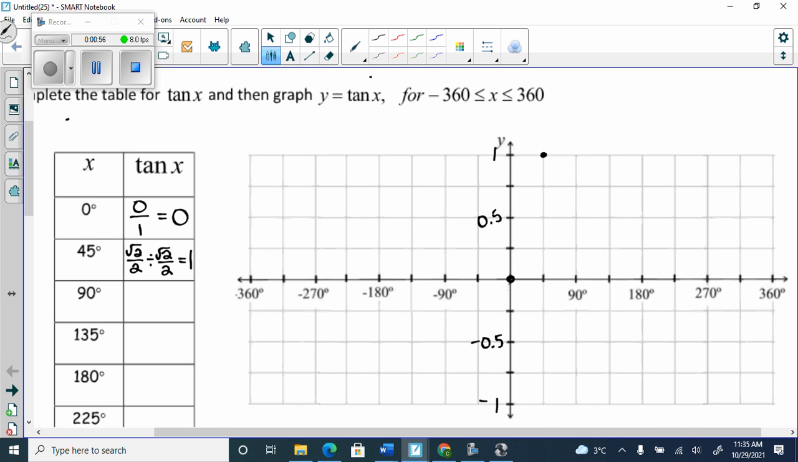Okay, what about 90? What's Y? No. X is 0. Y is 1. Y is 1. X is 0. What does that mean? It does not exist. Undefined. What does that mean on a graph? Good job. Vertical asymptote. Draw that baby.